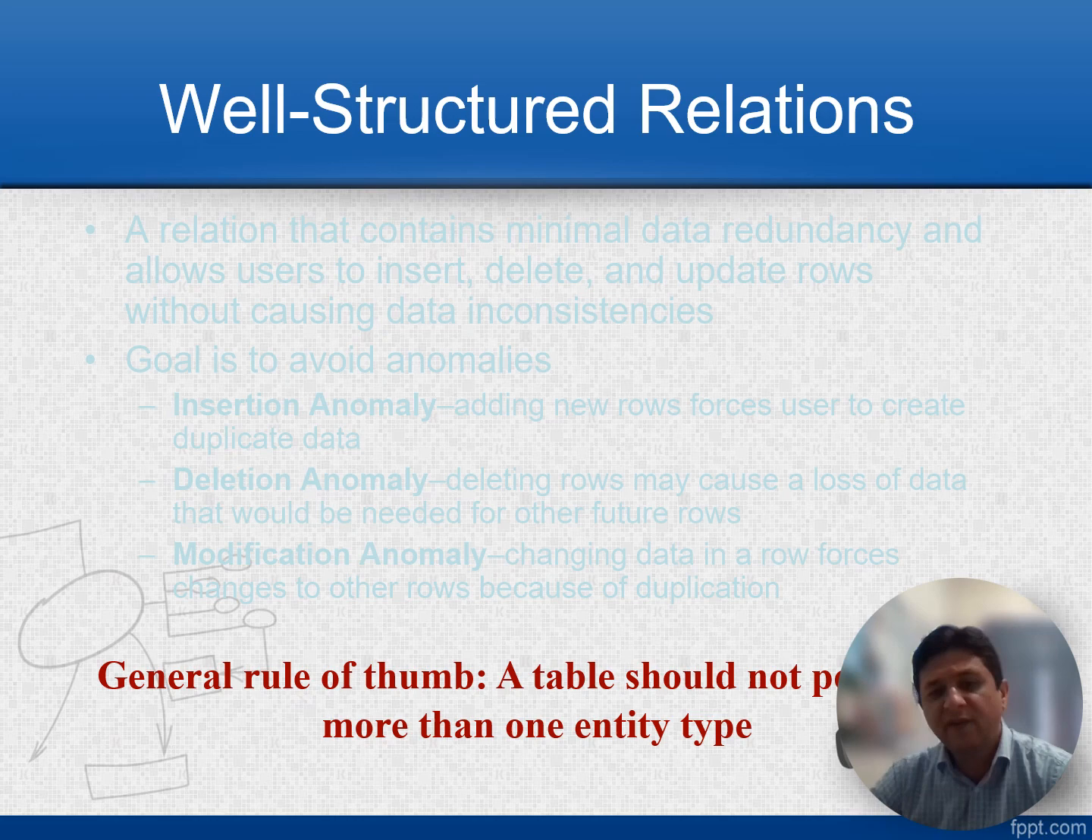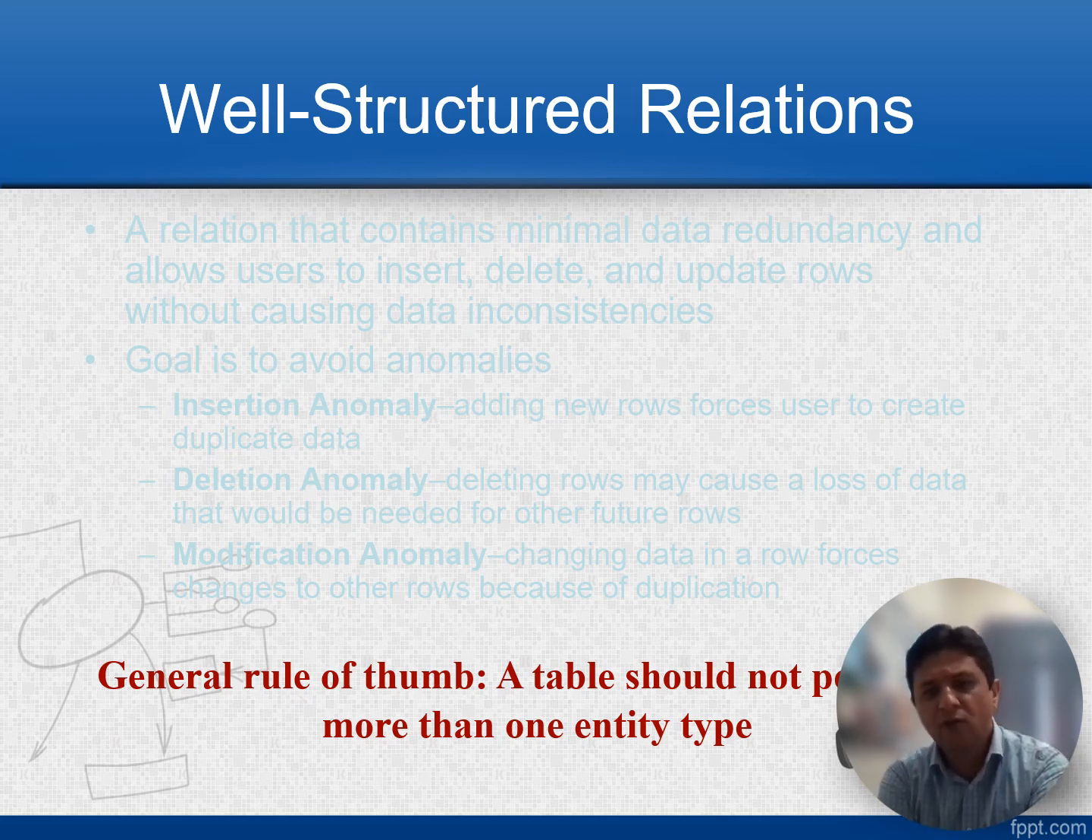So a general rule of thumb is that one table, that one relation, should pertain to one entity type. For example, if by mistake we have merged more than one entity type in one relation, then that relation would have these anomalies. So if you want an anomaly-free relation, this general rule of thumb should be followed: you should have one entity type per relation.